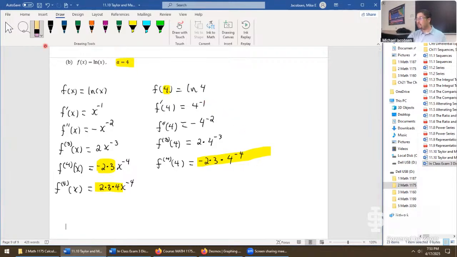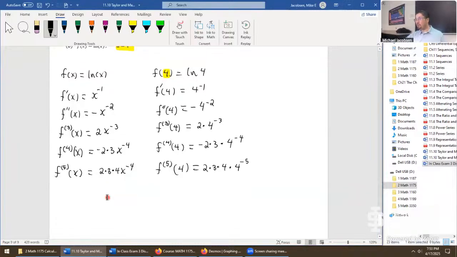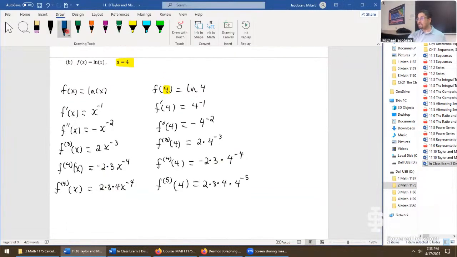Seeing them explained in this way is what helps. And it's weird because we're resisting our urge to simplify things. That's our algebraic training. But for pattern recognition, we need it complicated, not simplified. So fifth order derivative at 4 is 2 times 3 times 4 and times 4 power -5. From all of that, we should be able to get this. Therefore, the nth order derivative at 4 will be equal to something.